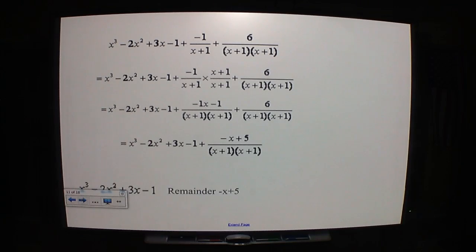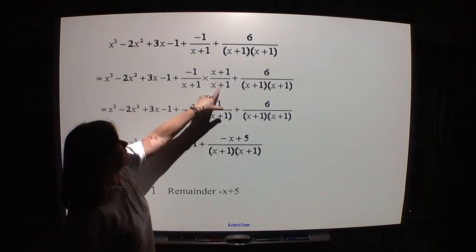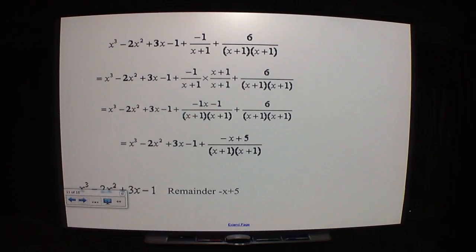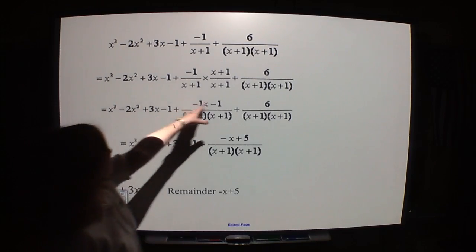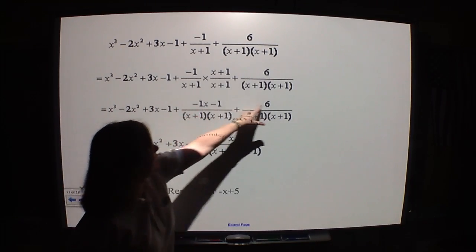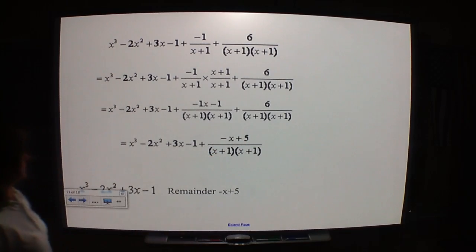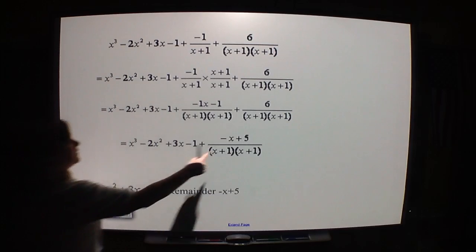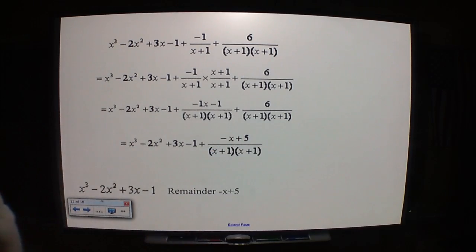Now, what I did is I just got a common denominator. So I simplified the last two terms, did not have a common denominator. So the second to the last term, I got a common denominator, which is x plus 1 times x plus 1. So I multiplied by 1, or x plus 1 over x plus 1. Distribute. Have my common denominator, so I can combine like terms. And there are my like terms combined. There is my answer. There is my remainder. We're done.